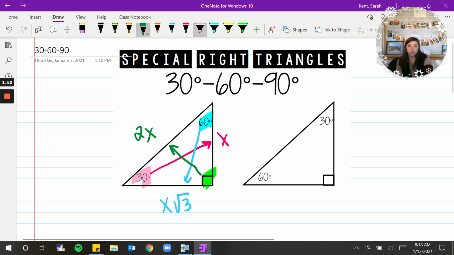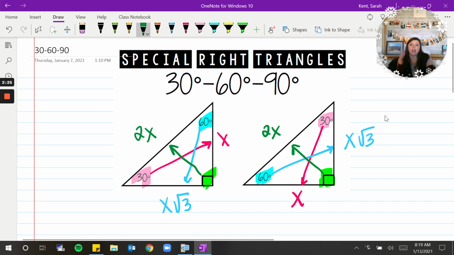The second triangle, 30 is in a different spot. So that means our x is still across from 30. Here, 60 is in a different spot, so our x square root of 3 is across from 60. And then our 90 degrees is where we have 2x. So make sure you've got this written down so you can remember this as we go and look at the examples and as you go into the practice.